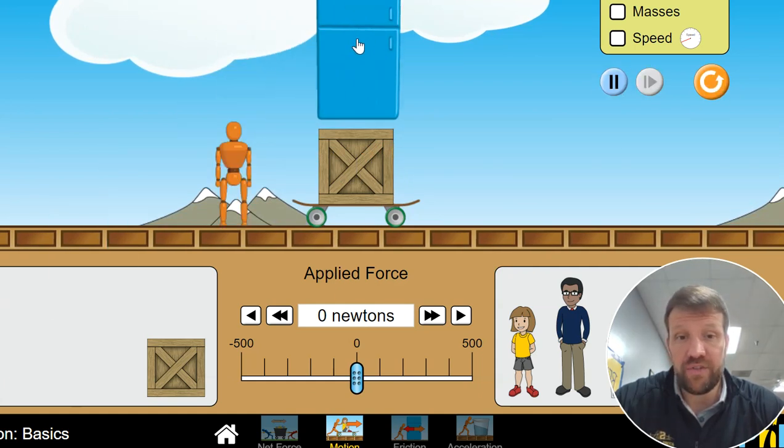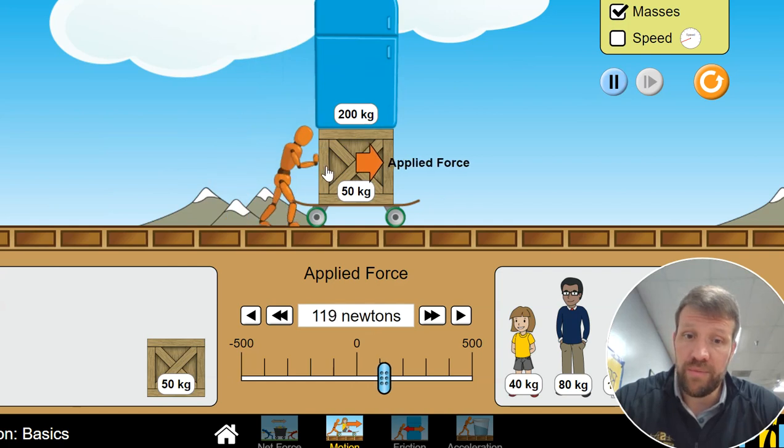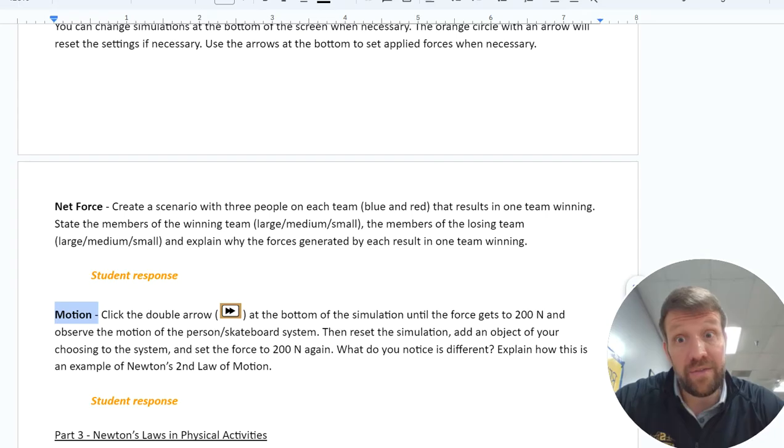And then I can put some extra stuff on there if I want to add some mass and make it so I'm pushing more there, okay? Now it's harder for him to push because it's got more mass to it. So that's what we're doing here for the motion part. So there's net force, there's motion, and you change those down at the bottom of your screen.